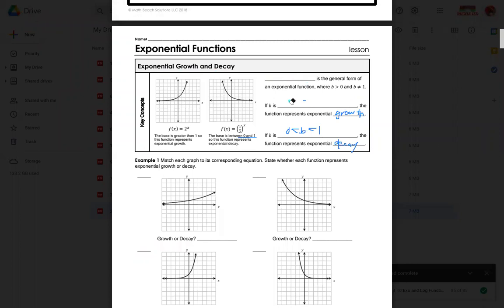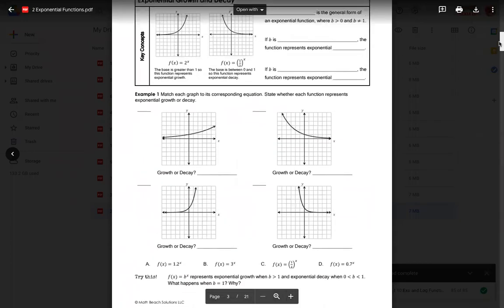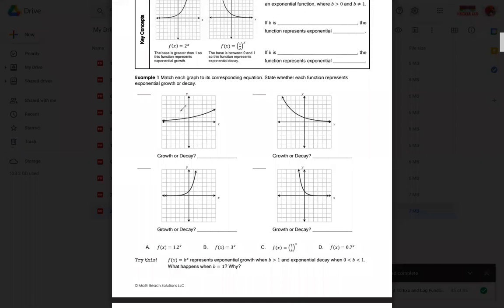Again, it's not too hard. The biggest thing you're trying to understand is looking at the base and where it falls. Now, look at this example. They just want us to match each graph with its corresponding equation and state whether each function represents exponential growth or exponential decay. When you're doing these, you can use Desmos if you need to. The bigger the number, the steeper the line will be. If you look between these two, they're both growth because they are going up, but this one's much steeper, so the base should be bigger than this base.